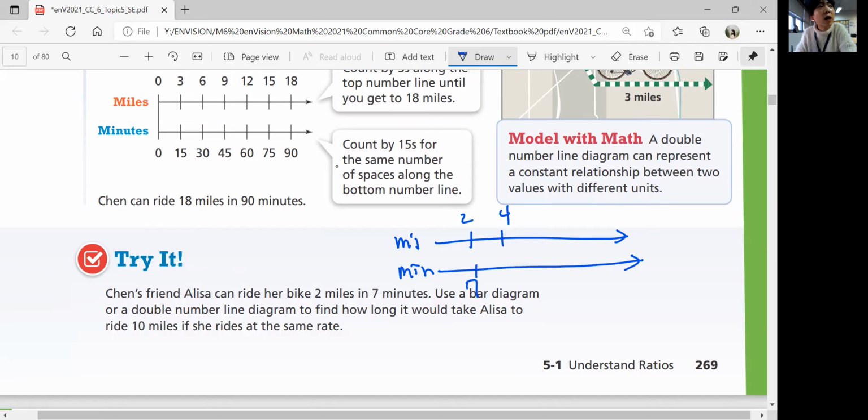So 4 miles, 7 times 2 is 14. And then 6 miles, 21. 8 miles, so you add 2 each time for miles, and for minutes, you add 7 each time. How long would it take Alyssa to ride 10 miles? 10 miles would be 35 minutes.